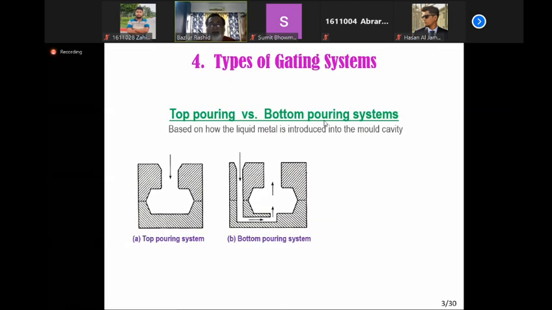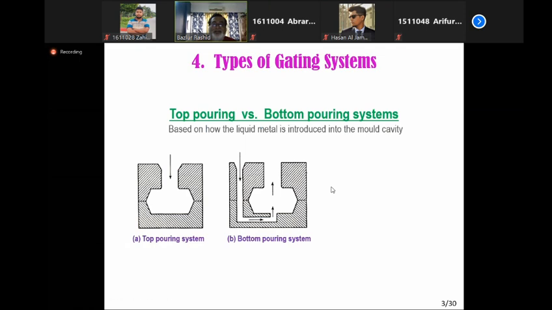So let's talk about types of gating system. In general, there are two different types of gating system. One is called top pouring and one is called bottom pouring. We are keeping in mind that it is solely based on how the liquid metal is introduced into the mold cavity. Previously, we classified different types of pouring system, one called vertical pour, one horizontal pour, etc. In this case, we are talking about how the liquid metal enters the mold cavity.